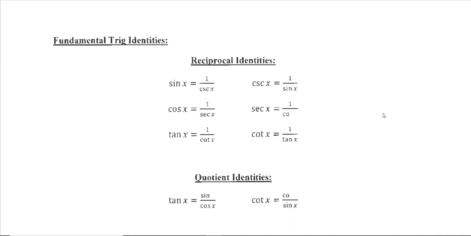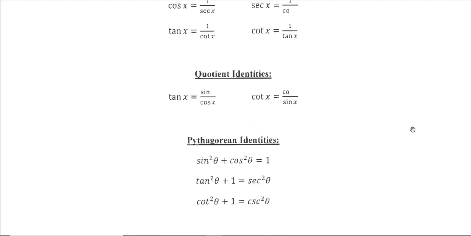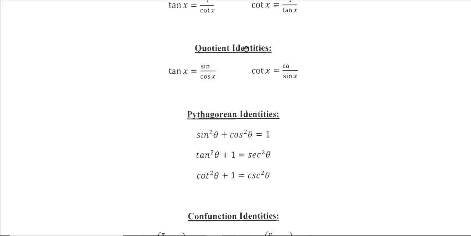The first set is the reciprocal identities, which you already know. Sine and cosecant are reciprocals of one another, cosine and secant are reciprocals of one another, and so are tangent and cotangent. The next group is the quotient identities. Tangent is sine over cosine, and cotangent is cosine over sine.